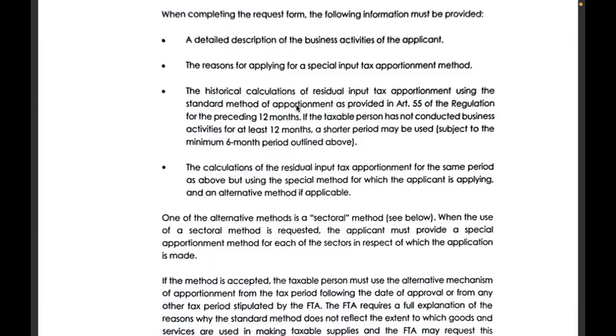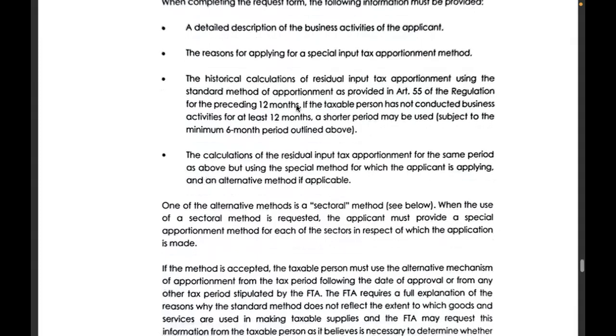So any person who wishes to do that has to first of all do calculations internally and find out which is a better method. If you are able to claim more input tax using the standard method, then continue with that. But if applying an alternative method results in a higher amount of recovery and that method is approved by the FTA, then it is a good idea to go for the alternative method.